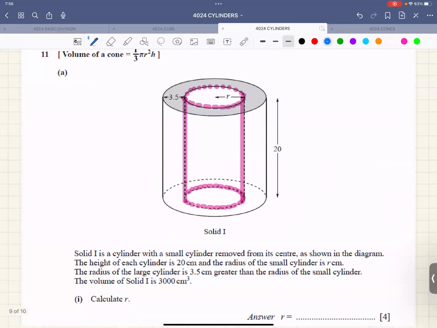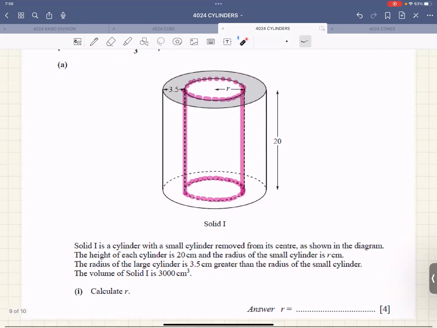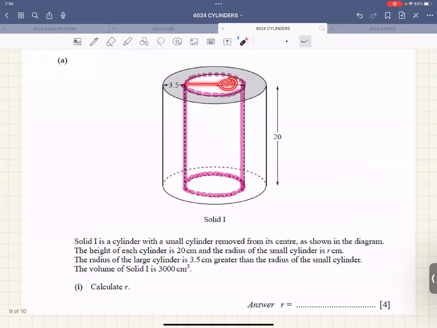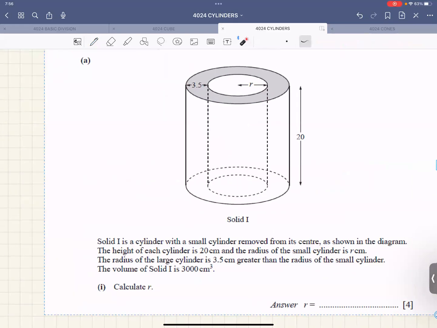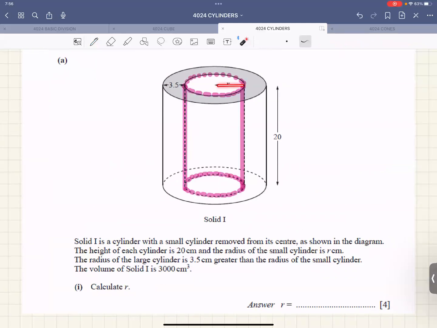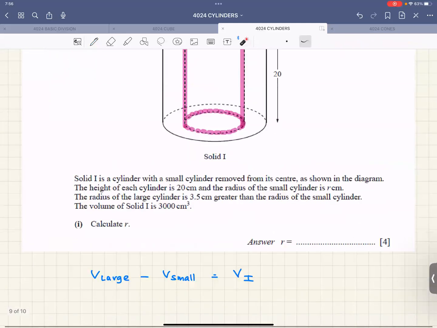If this was a complete wooden cylinder, that's the volume of this big one minus the volume that has been removed. That will give you the volume of the solid. Radius of small cylinder is R. Radius of big cylinder is R plus 3.5. This is R and then this is 3.5.